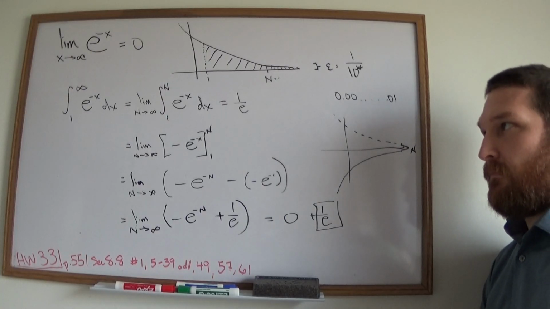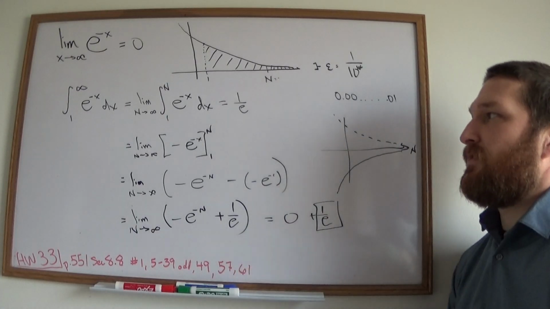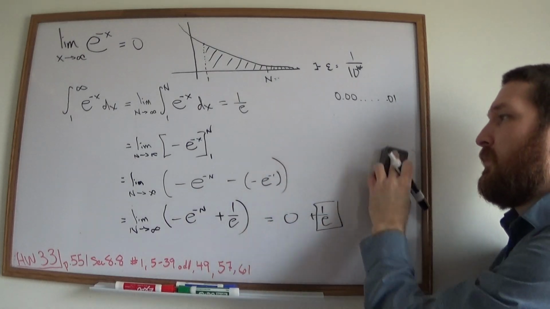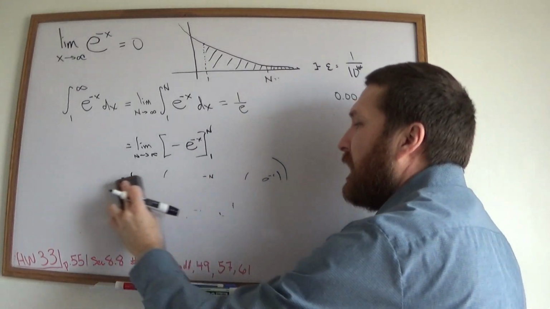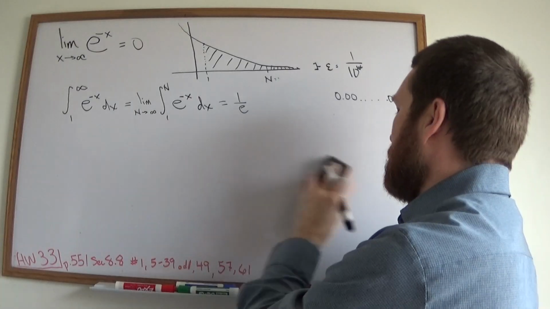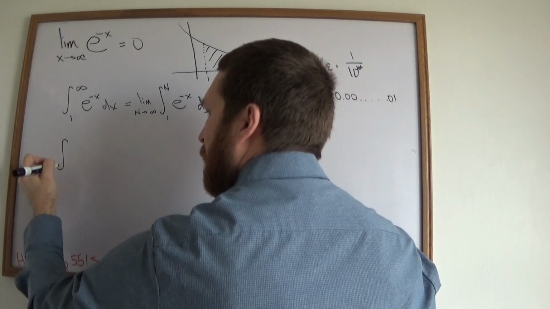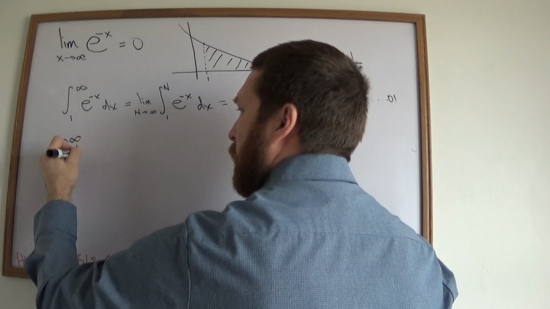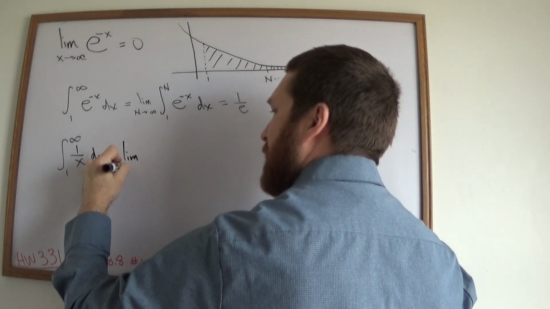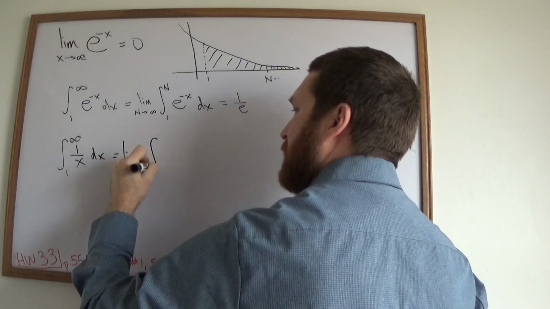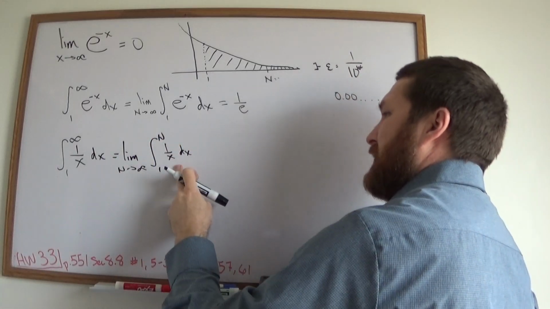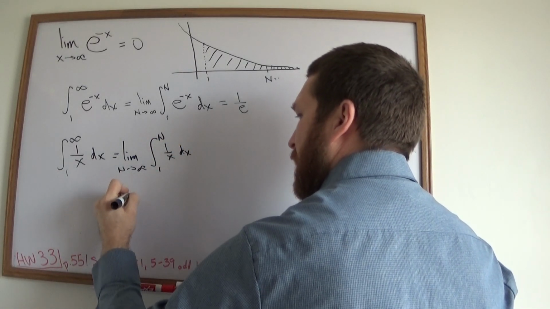I'll put a definition up on the board in a minute, but this is the name of the game now. This is what we're going to do. Okay, so let's see what goes wrong when we do the other one. The integral from 1 up to infinity of 1 over x dx, the same thing as the limit as n goes to infinity of the integral from 1 up to n of 1 over x dx. So what's the antiderivative of that guy? A negative. No, sorry.